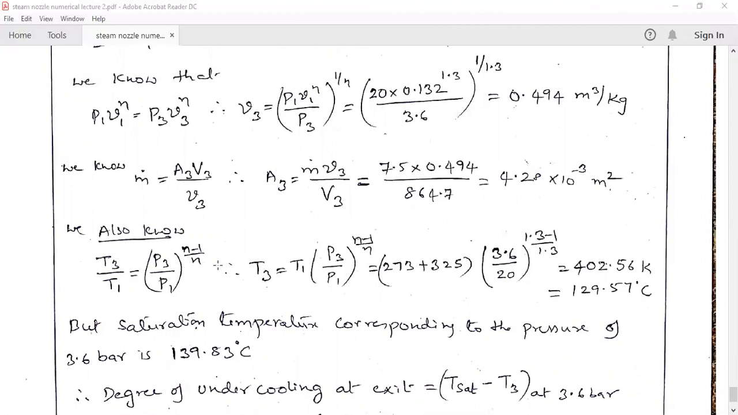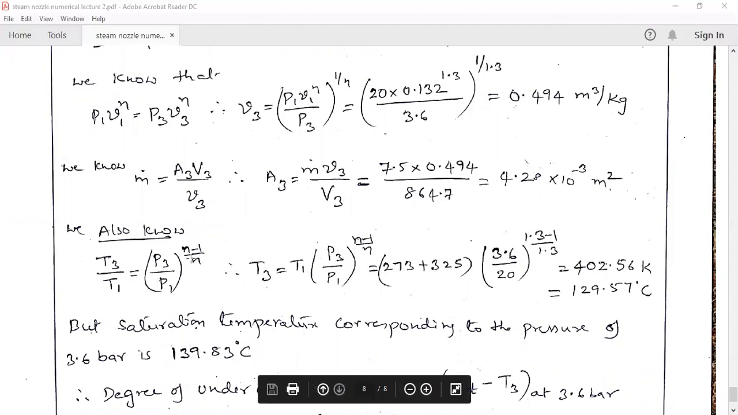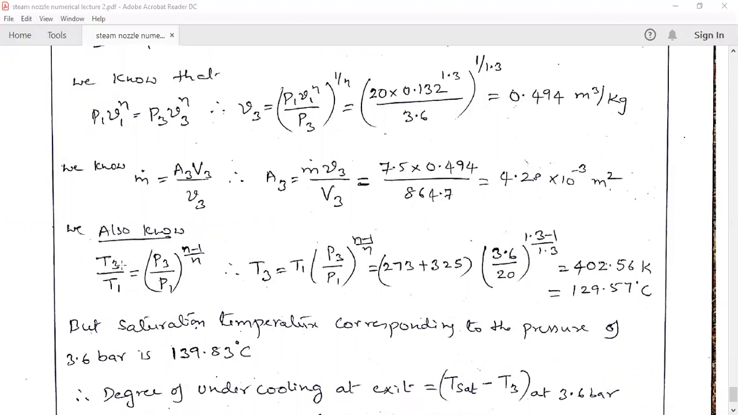We also know that T3 by T1 is equal to (P3 by P1) whole power n minus 1 by n. It is similar to the expression we already used, T2 by T1 equals (P2 by P1) whole power n minus 1 by n. The same expression we are using, but for points 3 and 1. Therefore, T3 will be equal to T1 into (P3 by P1) power n minus 1 by n. Substitute, we will get the value of T3.